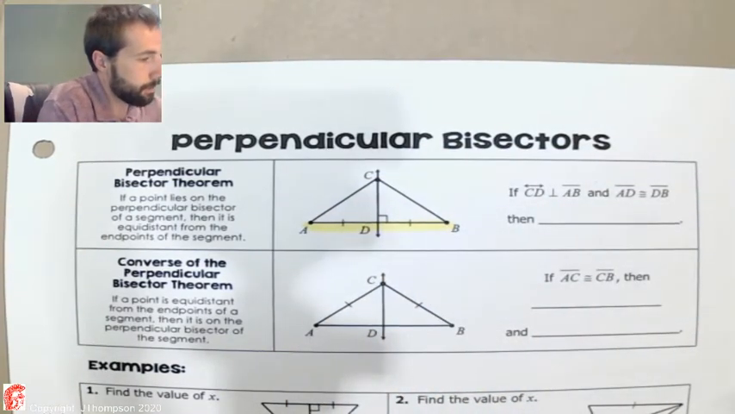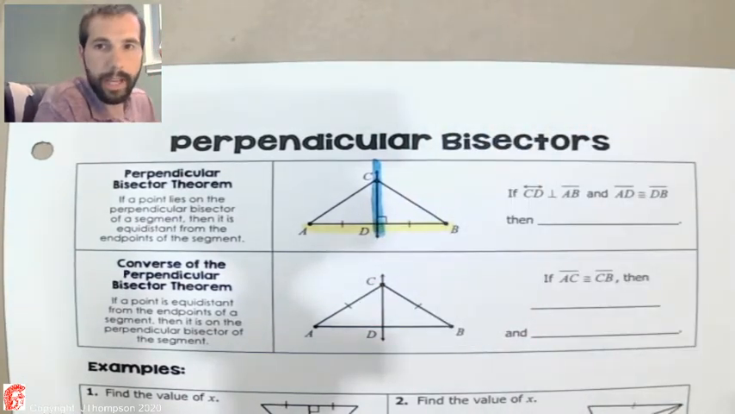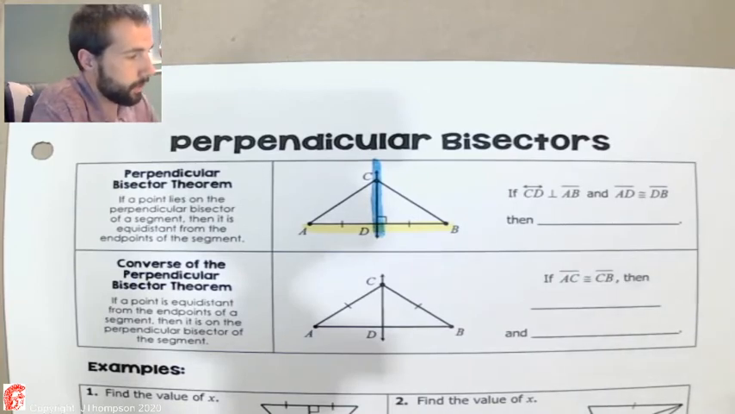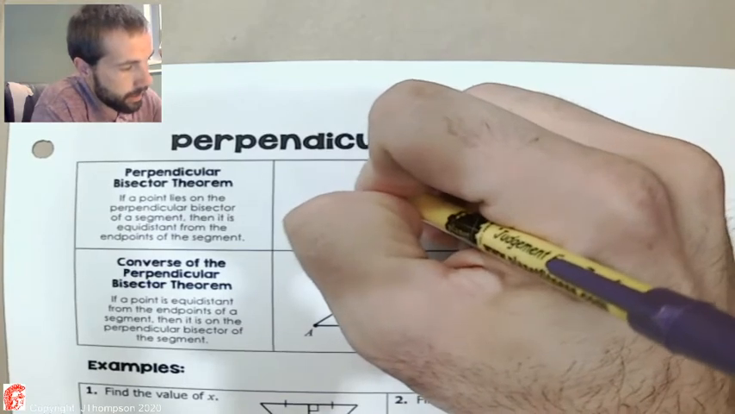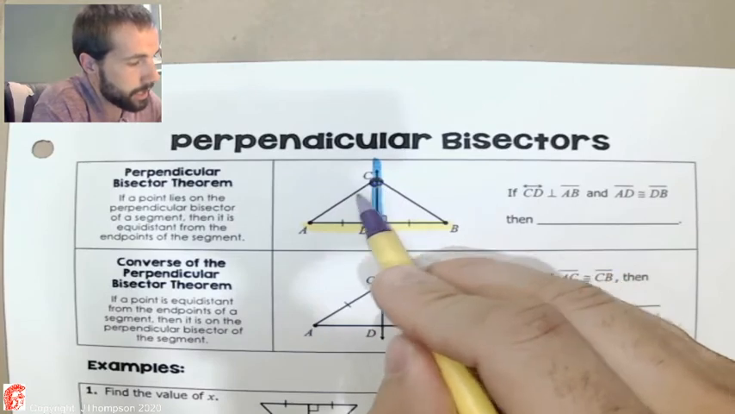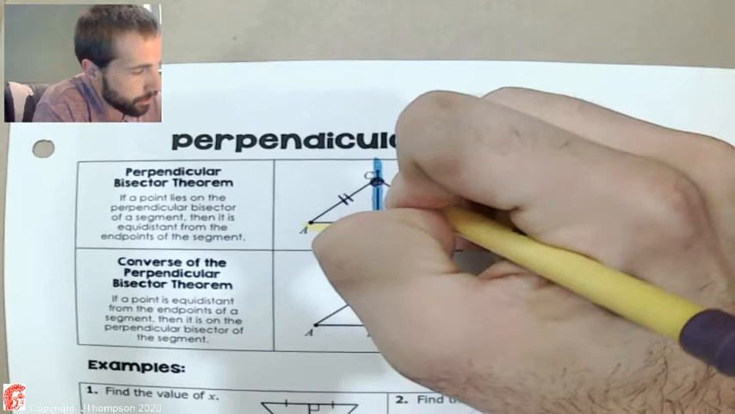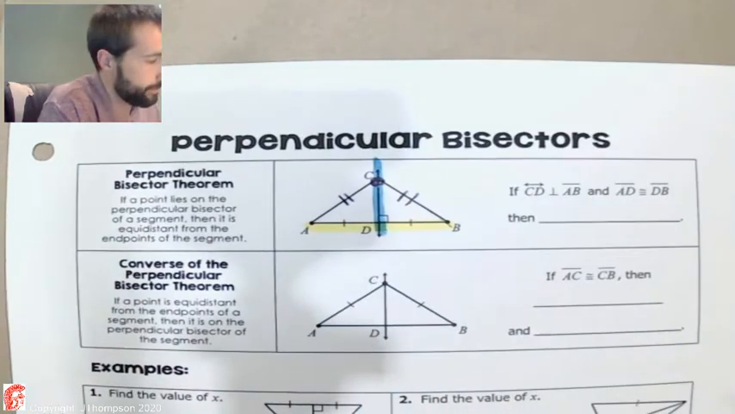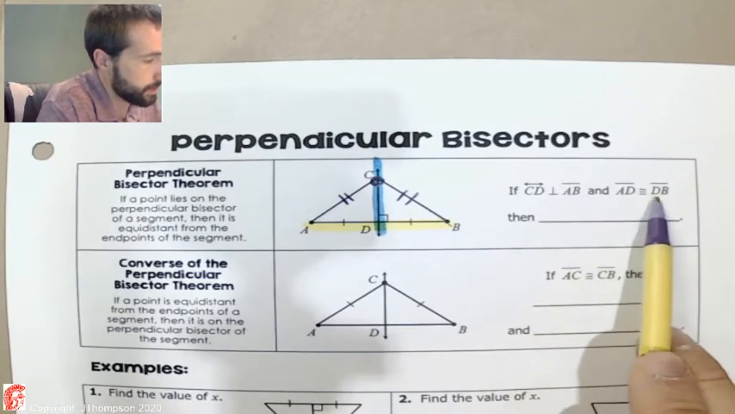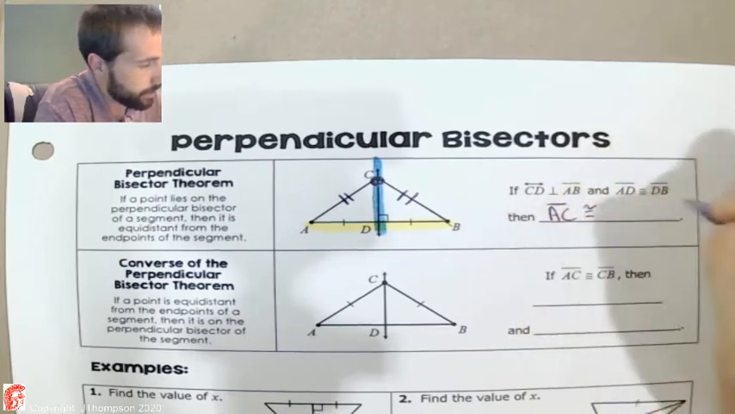CD is a perpendicular bisector. So I'll highlight that. What that says is that any point that's on the perpendicular bisector, which in this case is point C, is equidistant from the endpoints of the segment. So C is equidistant from A and B, making AC congruent to CB. So if CD is perpendicular to AB and AD is congruent to DB, then AC is congruent to BC.